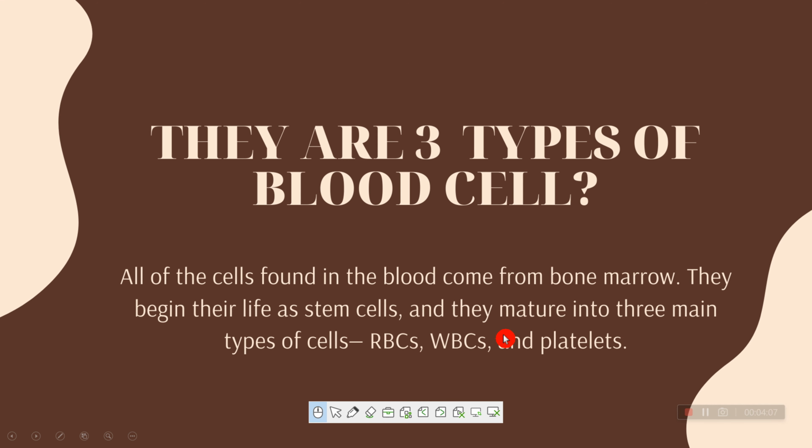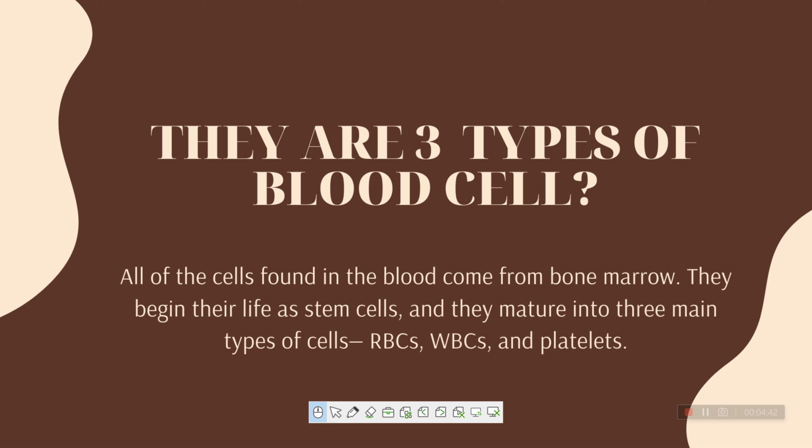So there are three types of blood cells, as I told you. These are RBCs, WBCs and the platelets. The blood cells are formed in the bone marrow. They begin their life as stem cells and then mature into these three types of cells, RBCs, WBCs and the platelets. CBC consists of numbers that are printed out from the hematology analyzer. CBC is performed by the hematology analyzer, and it can also be performed by manual methods.